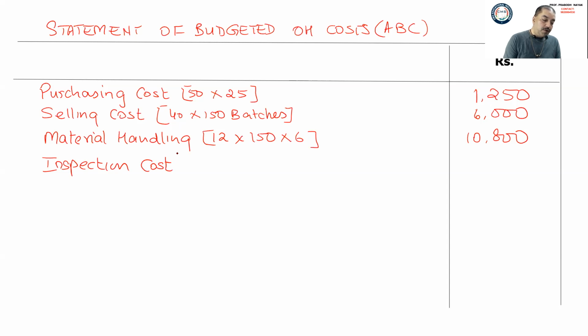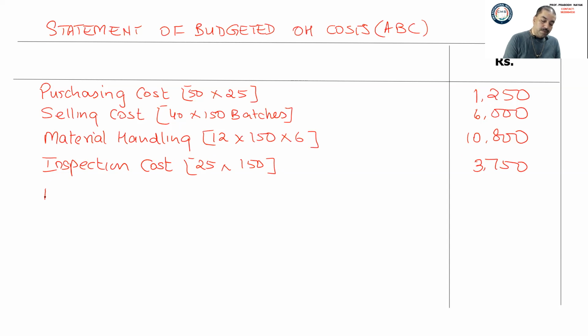Inspection cost. Rate is 25. Depends on number of batches. 150 batches are there. So 25 into 150 batches. 3,750.